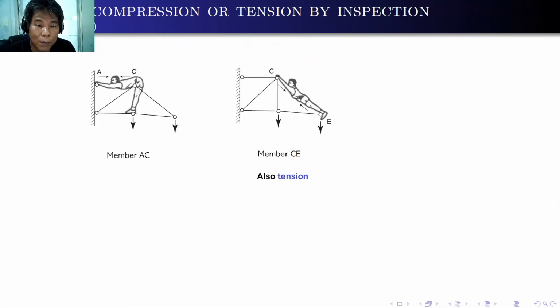Another one is member CE. Again, cut the member CE, with the effect of the external load. What will happen to the structure? The member will be in tension. Okay.